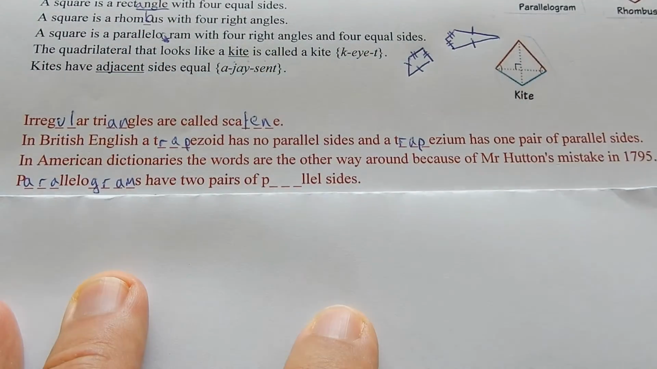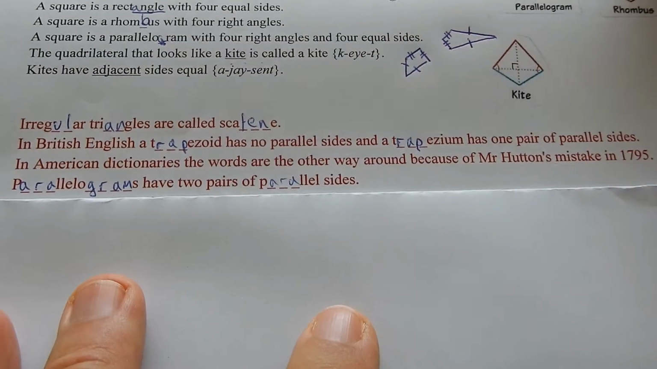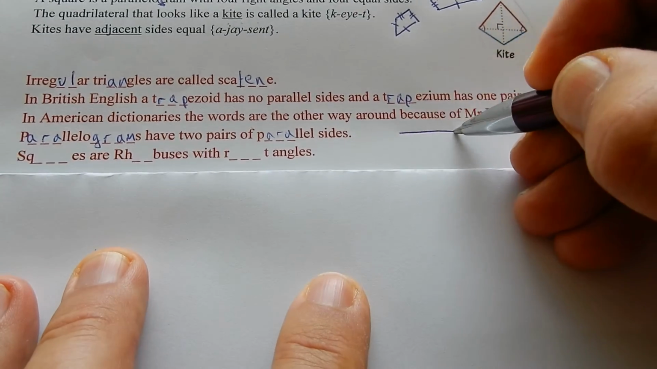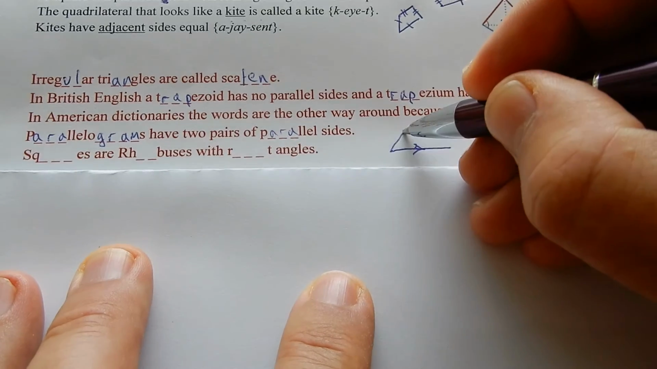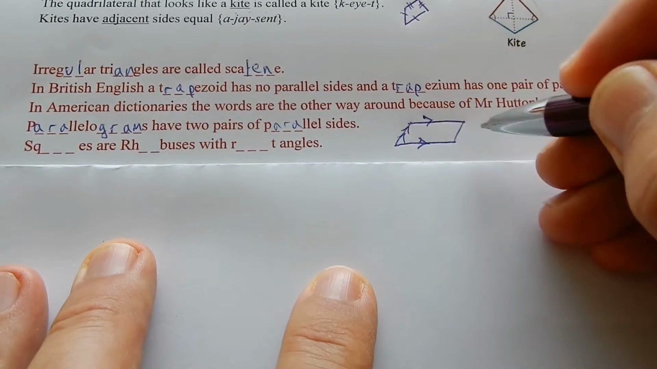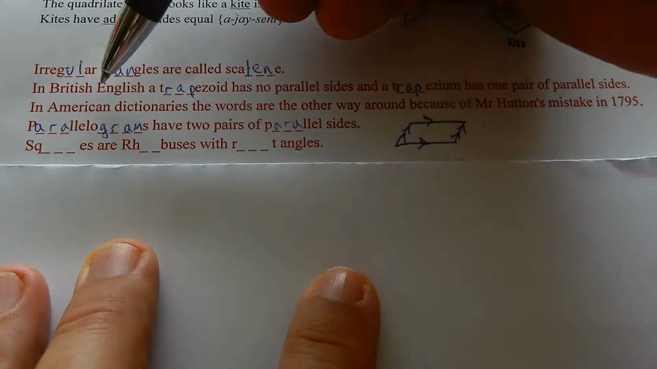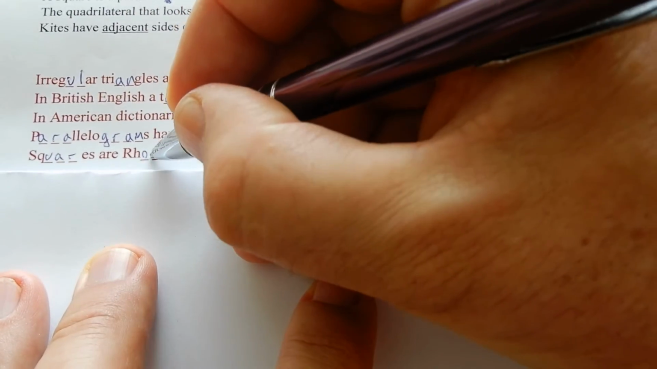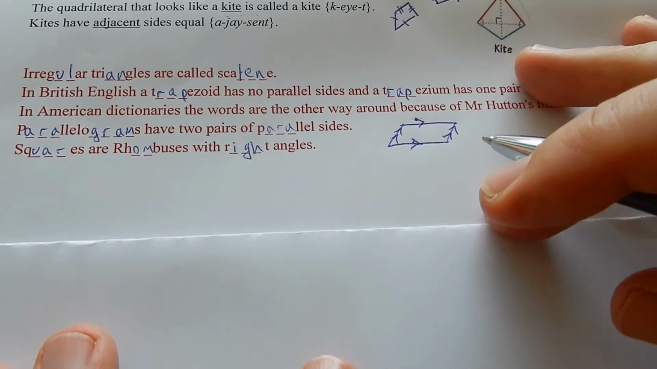Parallelograms have two pairs of parallel sides. They're parallel sides, they're parallelograms. Two parallel, arrow means it's parallel. Another parallel in a different direction. That's why it's two arrows. That's a parallelogram. Squares are rhombuses with right angles.